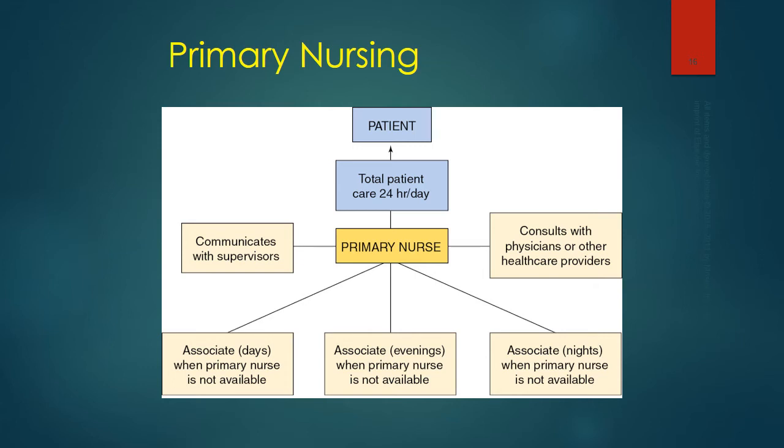Primary nursing is an adaptation of the case method or total patient care method. It's a method for organizing patient care delivery in which one RN functions autonomously as the patient's primary nurse throughout the hospital stay. The primary nurse collaborates, communicates, and coordinates all aspects of the patient's care with other nurses as well as other disciplines. So the primary nurse communicates with supervisors, consults with physicians and other healthcare providers, and also with associates that work different shifts.